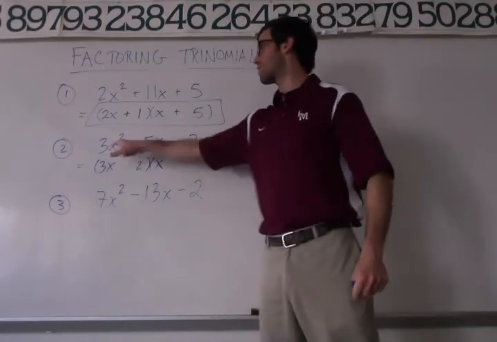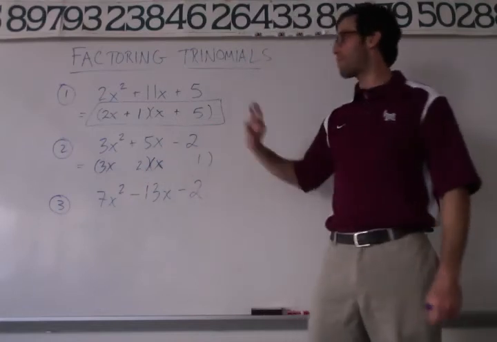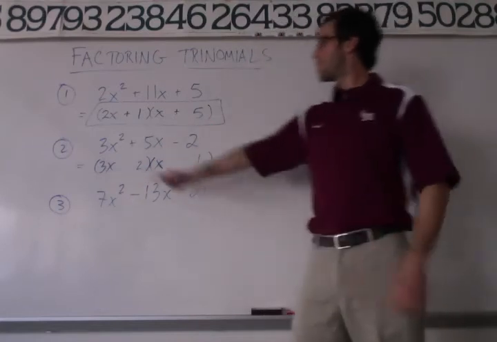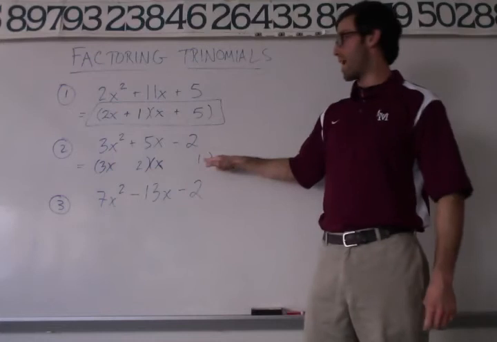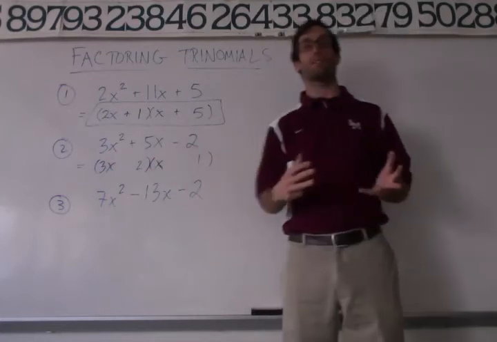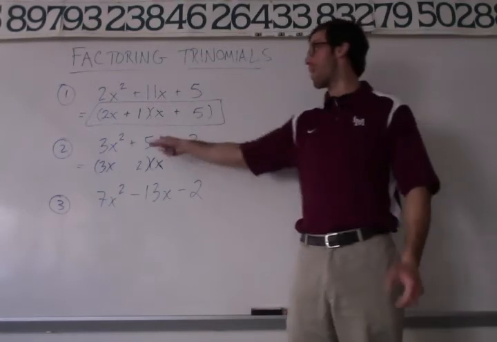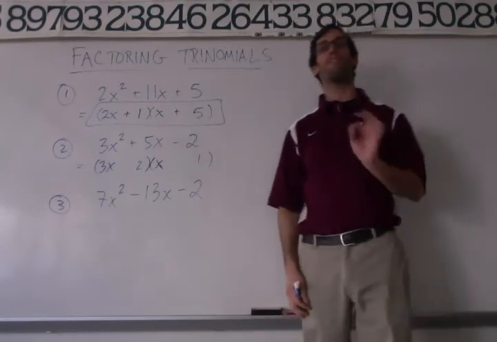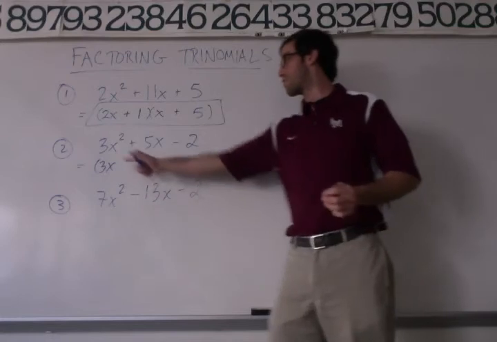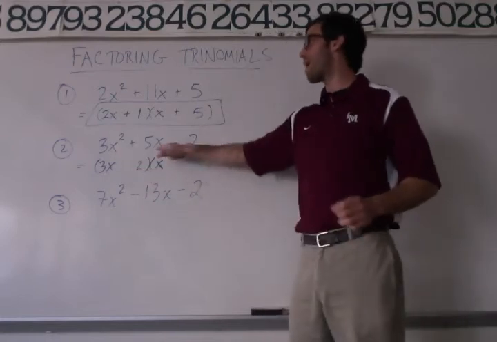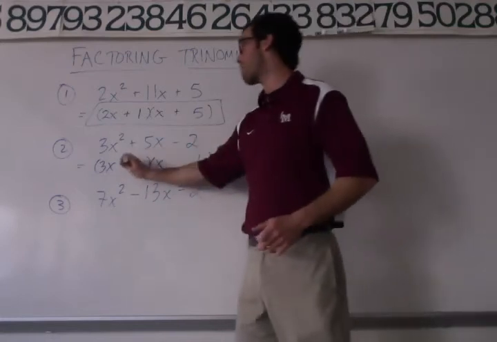So 3x times x is 3x squared. 2 times 1 is 2. We've made that happen. Now, 3x times 1 is 3x. 2 times x is 2x. With 3x and 2x, we think, yeah, we might be able to make the 5x. But they would both have to be positive, right? For 3x and 2x to make the positive 5x, they both have to be positive.